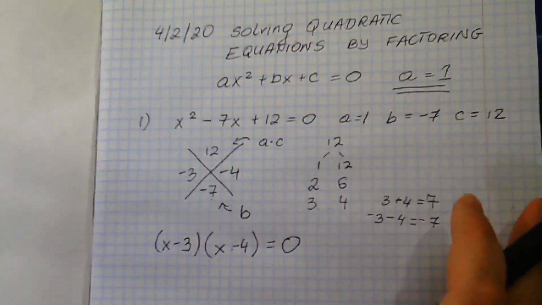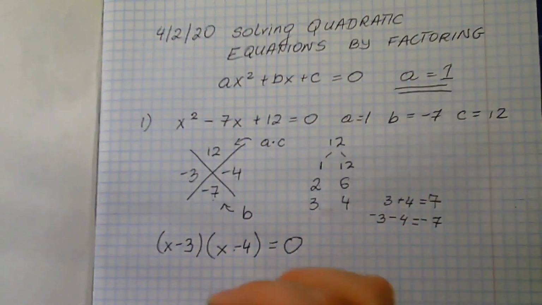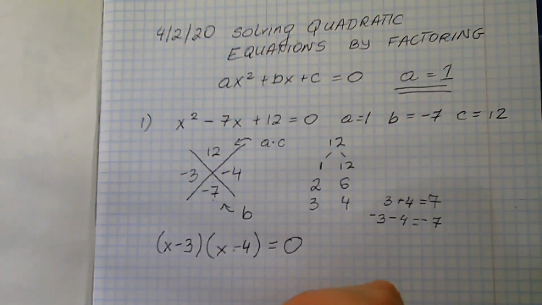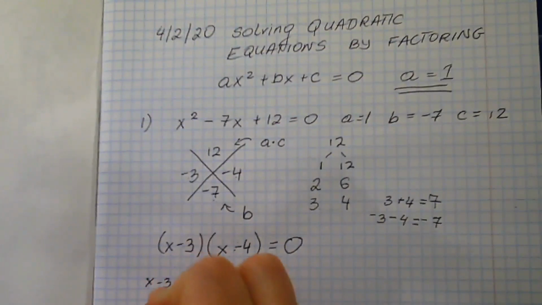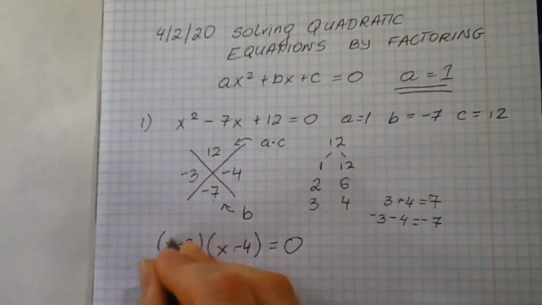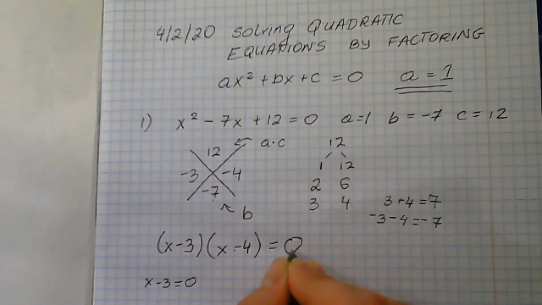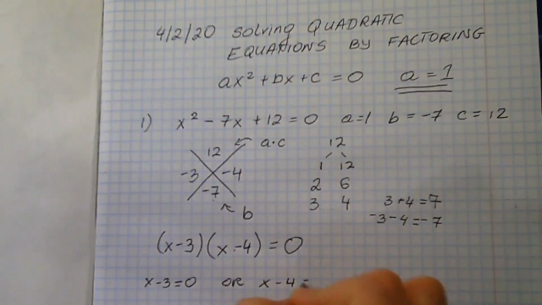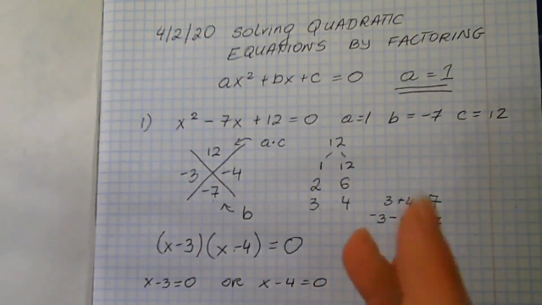Now we're solving it, so we still have one more step. What does it mean to solve this? This is the zero property. When you multiply something by 0, it's always going to give me 0, right? So that means x minus 3 has to be 0. If this whole thing is 0 and I multiply by this, it's still going to give me 0. Or x minus 4 is 0. One or the other has to be 0, or both, right?